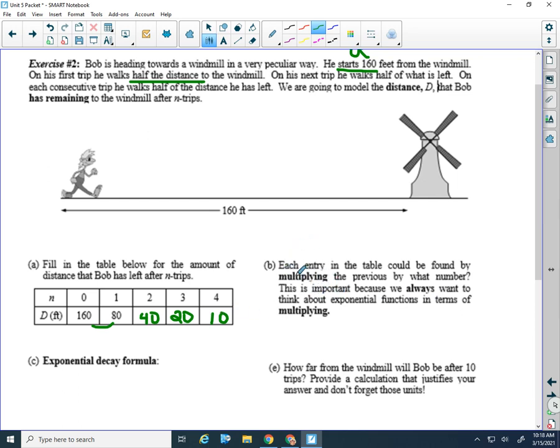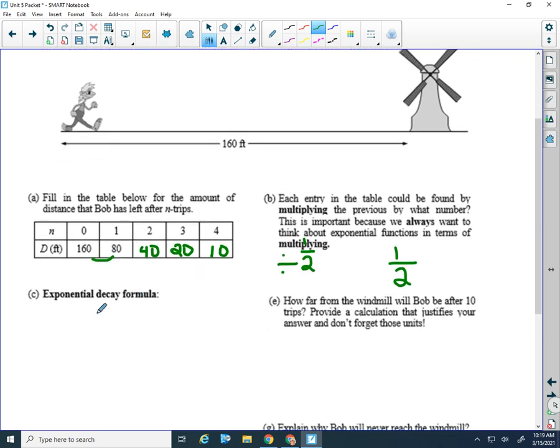Now it says each entry can be found by multiplying by what number? See, I was saying divide by 2, but divide by 2 does not mean multiply. If you're doing these problems and you think divide by to get a multiply rate, just put a 1 on top. So multiply by a half, okay? If you're dividing by 3, that means you're multiplying by 1 over 3. Exponential formulas are always in terms of multiplying.